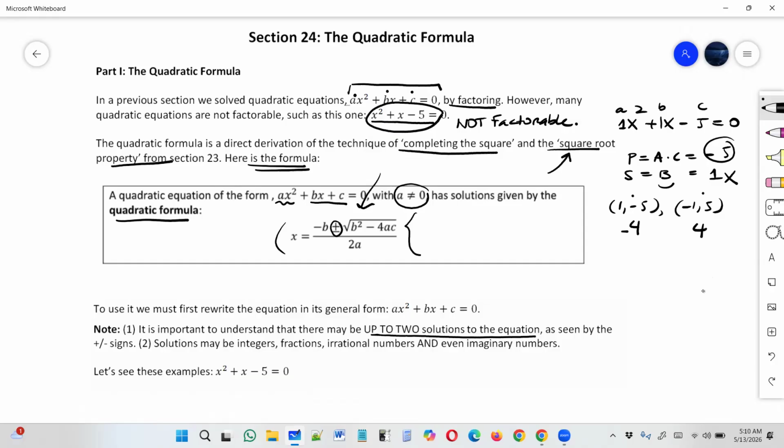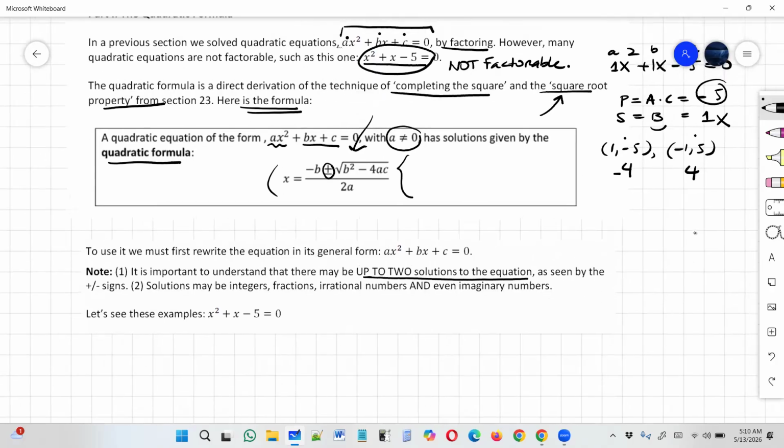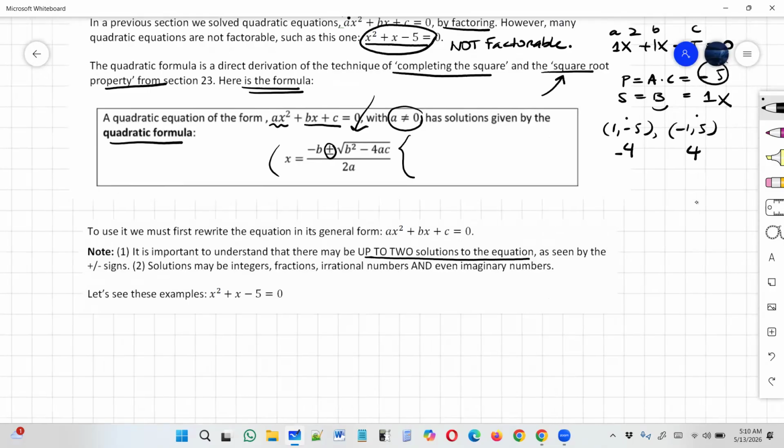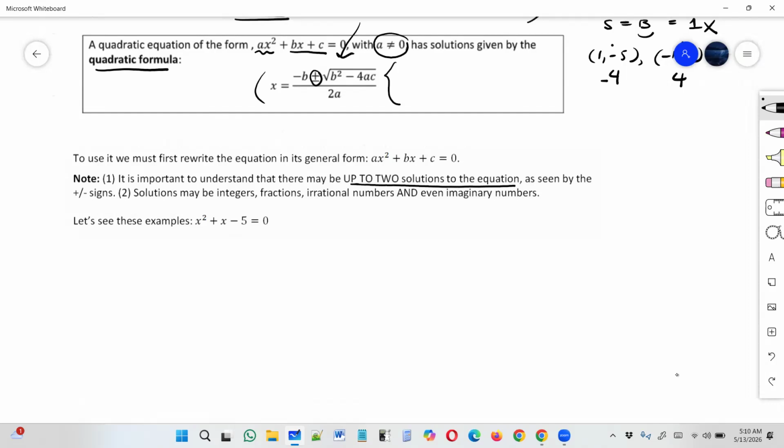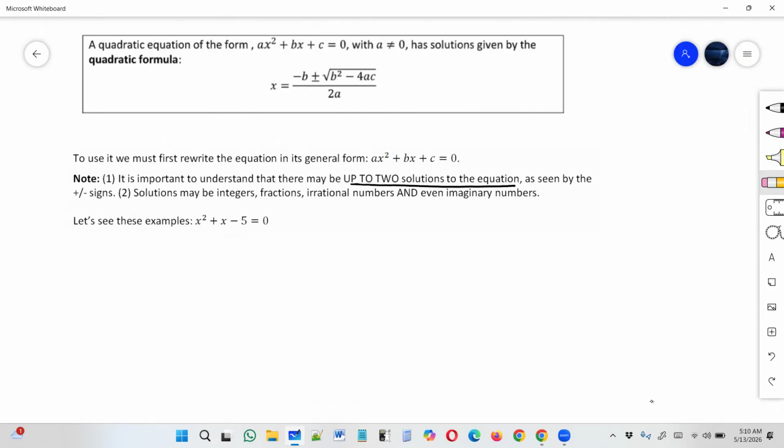So let's take a look at the first equation that we can solve, and let's solve this very same one, x squared plus x minus 5, using the quadratic formula. I'm going to leave it here for us to see what the answer is. And we'll see that the resulting values would not be possible to factor.